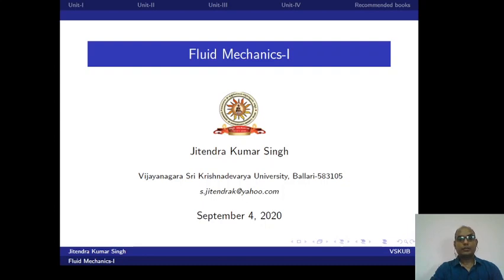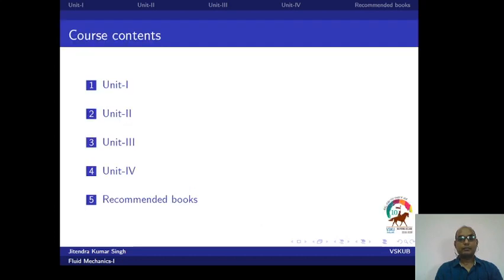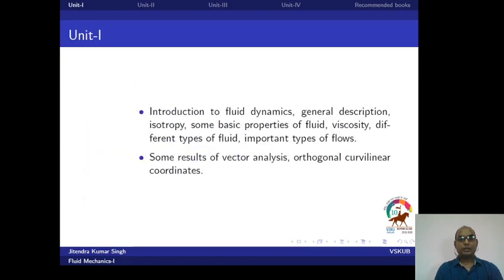So before starting the course, let me discuss the course contents and the recommended books about this course. This course is subdivided into 4 units: Unit 1, Unit 2, Unit 3 and Unit 4. In Unit 1, we shall introduce fluid mechanics.